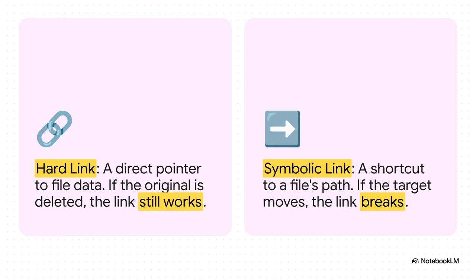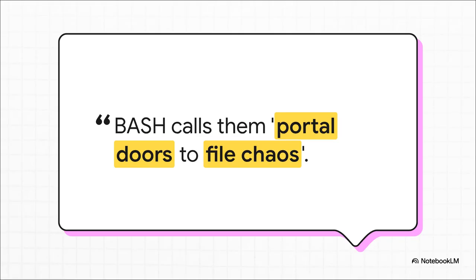A hard link is like a perfect mirror image of a file. It's a second name that points to the exact same data. If you delete the original file, the mirror image, the hard link still works perfectly. A symbolic link, though, that's more like a signpost or a shortcut on your desktop. It just points to where the original file is. If you move or delete that original file, the signpost is left pointing at nothing. The link is broken.